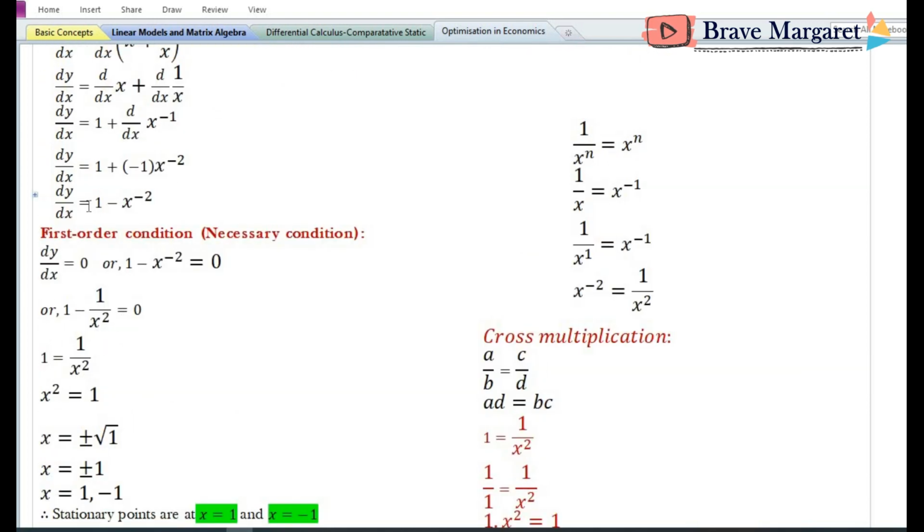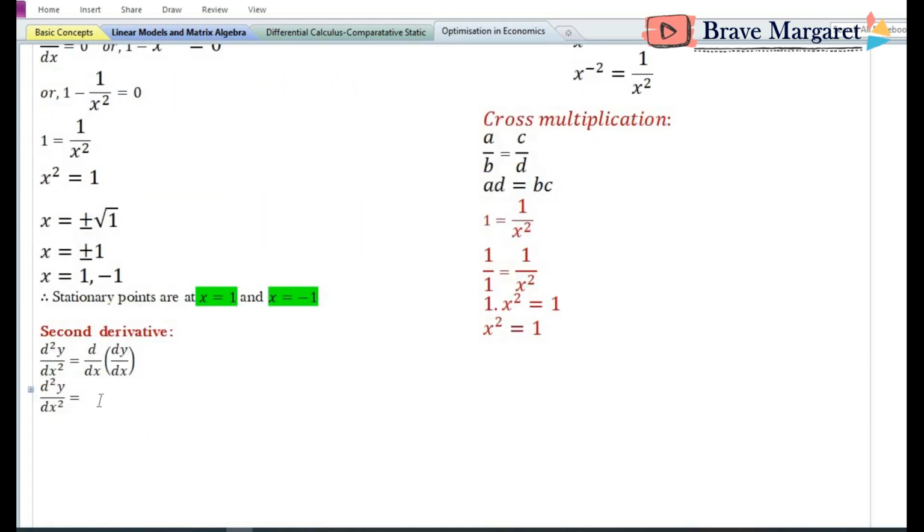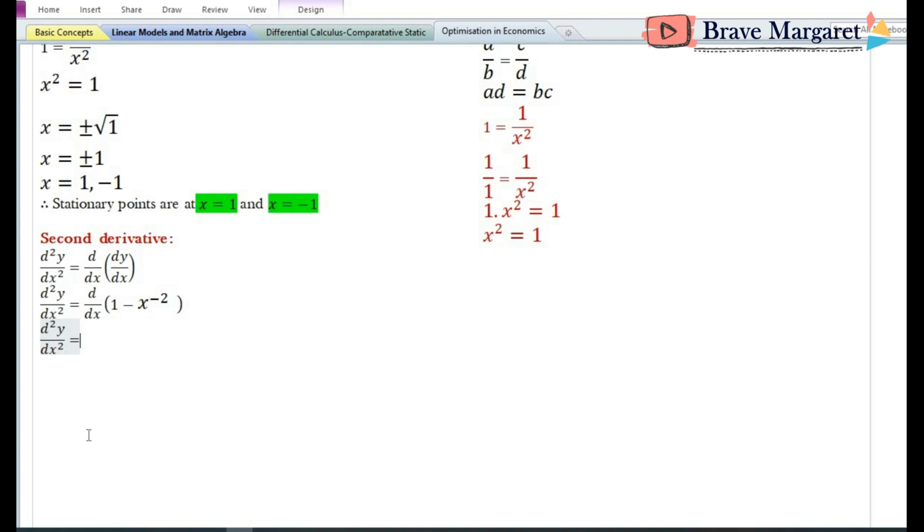The first derivative of the function is equal to 1 minus x to the power minus 2. So d²y/dx² is equal to d/dx of 1 minus x to the power minus 2. Applying the sum and difference rule, the derivative with respect to x of 1 minus x to the power minus 2 is equal to the derivative with respect to x of the first term minus the derivative with respect to x of the second term.